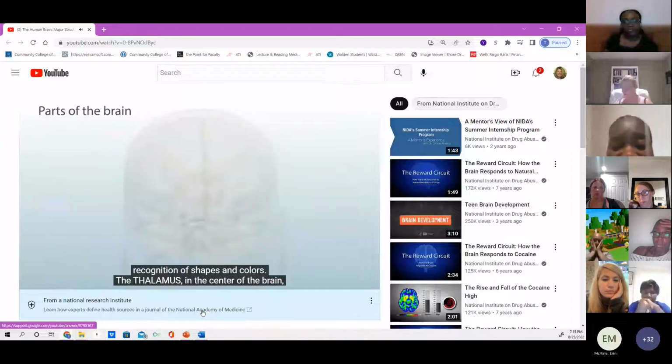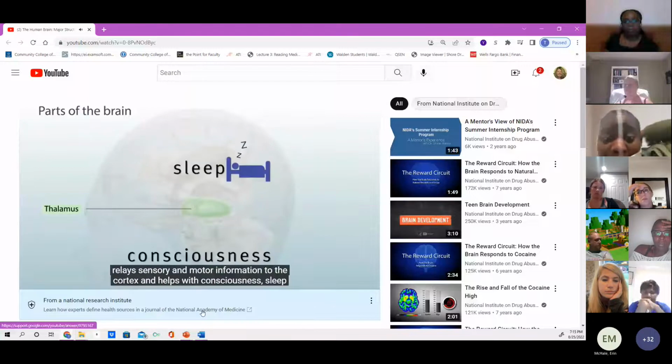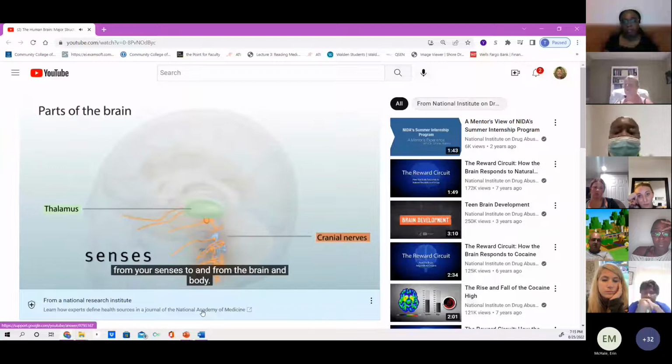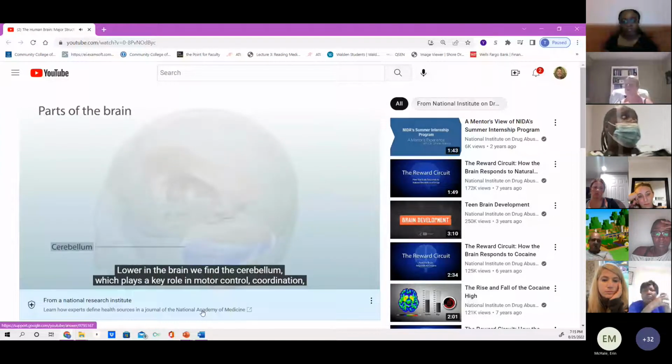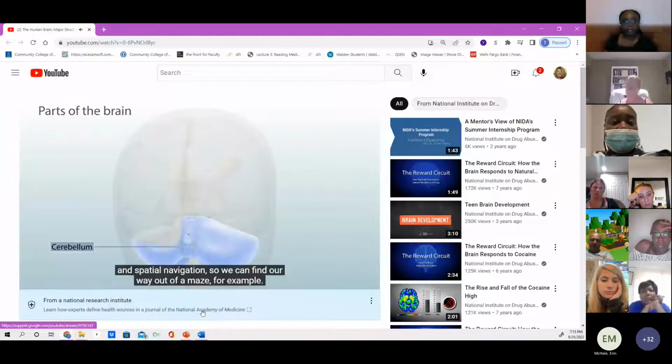The thalamus in the brain relays sensory and motor information to the cortex and helps with consciousness, sleep, and alertness. 12 pairs of cranial nerves carry information from your senses to and from the brain and body. Lower in the brain, we find the cerebellum, which plays a key role in motor control, coordination, and spatial navigation, so we can find our way out of a maze, for example.